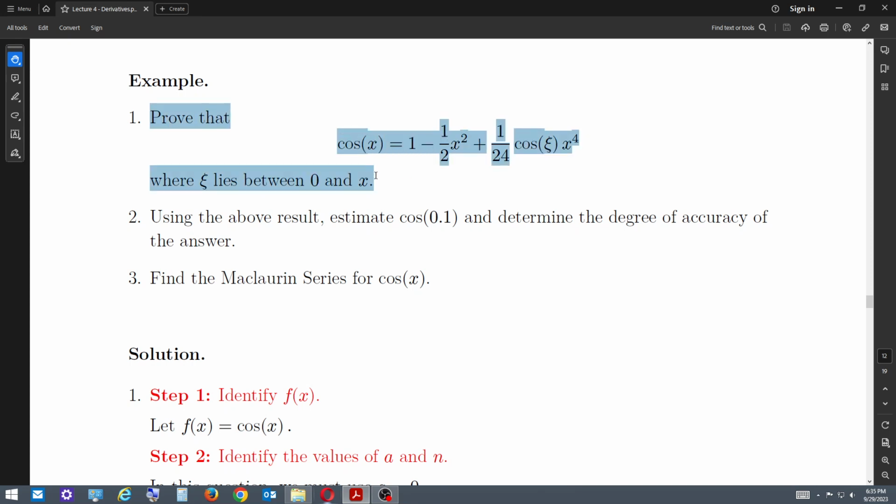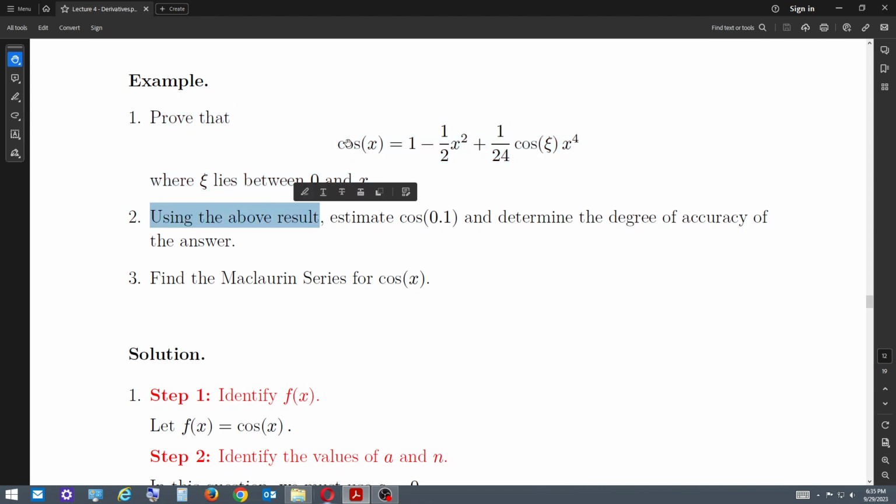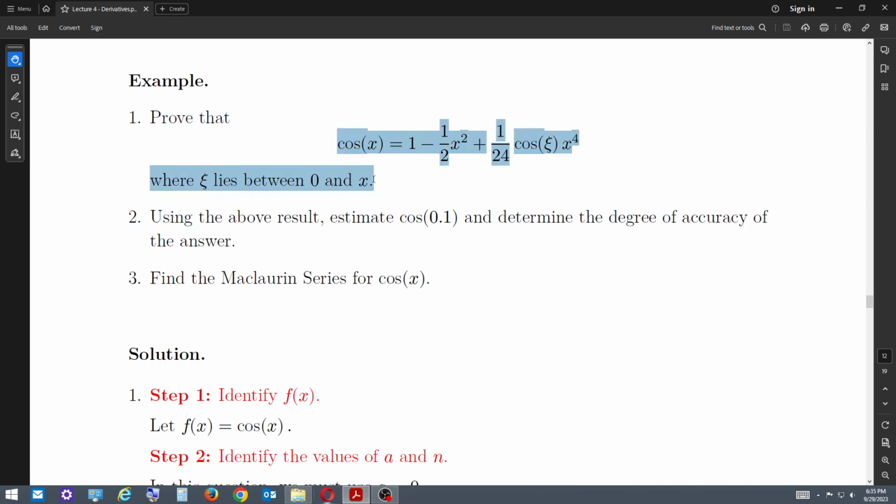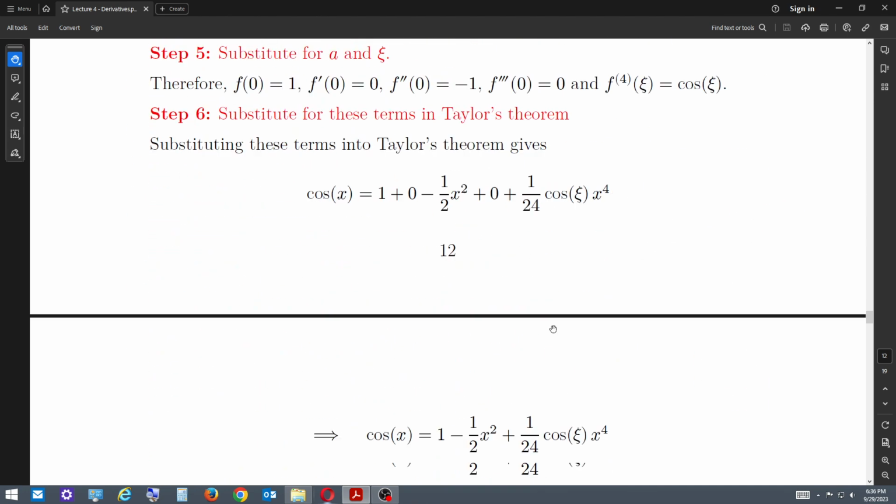So the first part should be done first, and then you use the first part to do the second part, and so on. The second part now says, using this equation with this result, estimate cos of 0.1 and determine the degree of accuracy. So we'll see how to do that. Now, cos of 0.1, this 0.1 is in radians. Again, unless I specifically tell you that it's in degrees, the value is always going to be in radians. Alright, so we'll do the second part.